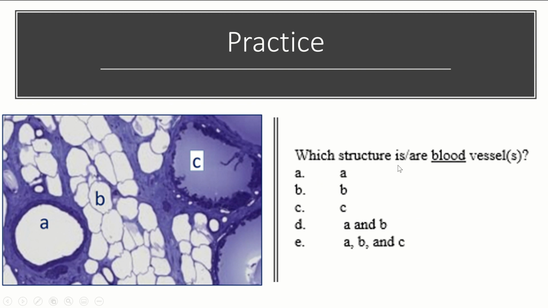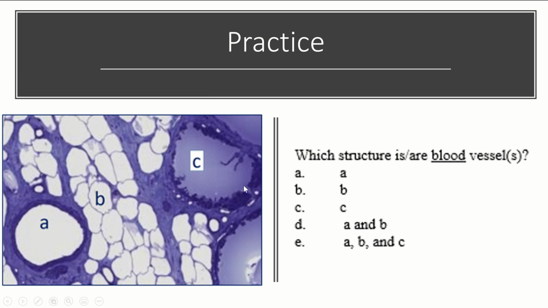Okay, which structure is/are blood vessels, right? And he underlined blood vessels. So A, we've got this very thick lining around it. It's very circular. So I'd say this is a little artery or arteriole. So that is a blood vessel. Okay, so A is one. B, remember we've already learned about this type of tissue. This is adipose tissue, right? It looks like chicken wire. So this is not a blood vessel. This is adipose tissue. This is white fat.